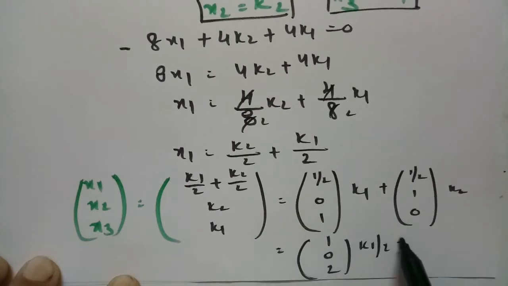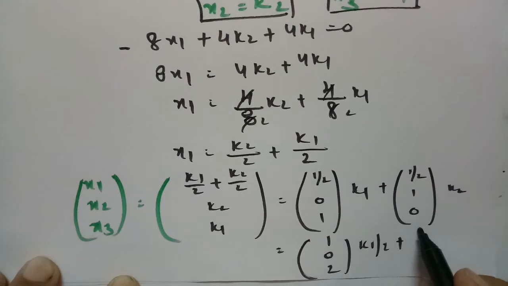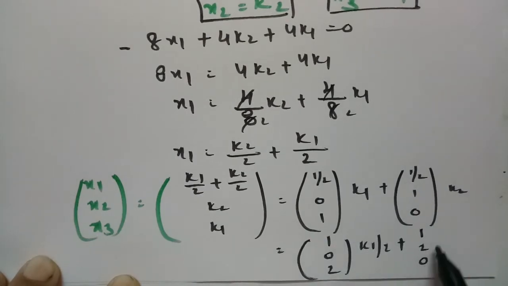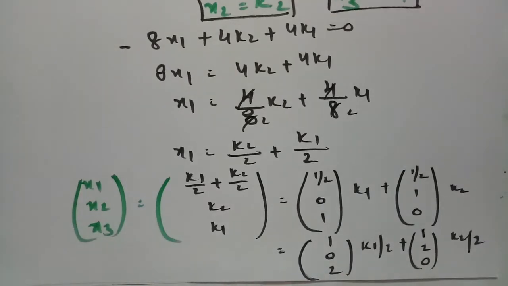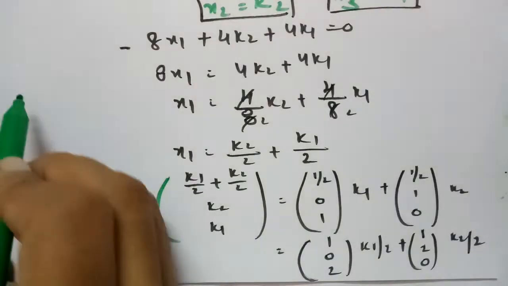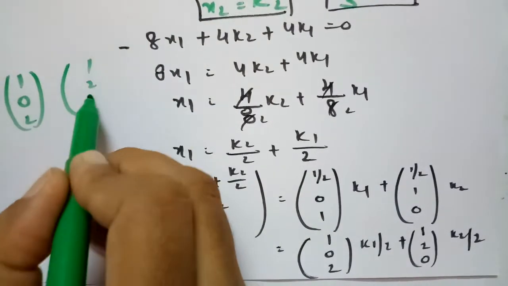This is k1 by, again a constant. So if I multiply with 2, so this will be 2 by 2, this is 1, 2, 0. This will be k2 by 2. Therefore our eigenvectors will be 1, 0, 2, and this one is 1, 2, 0.